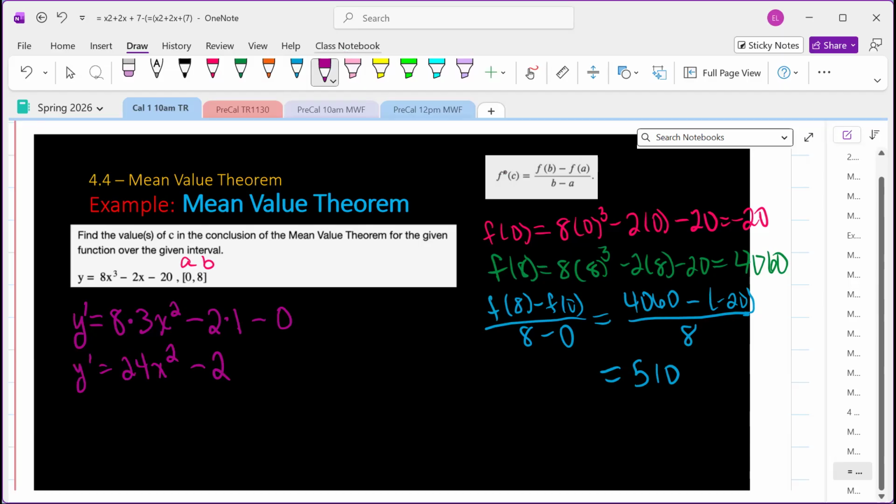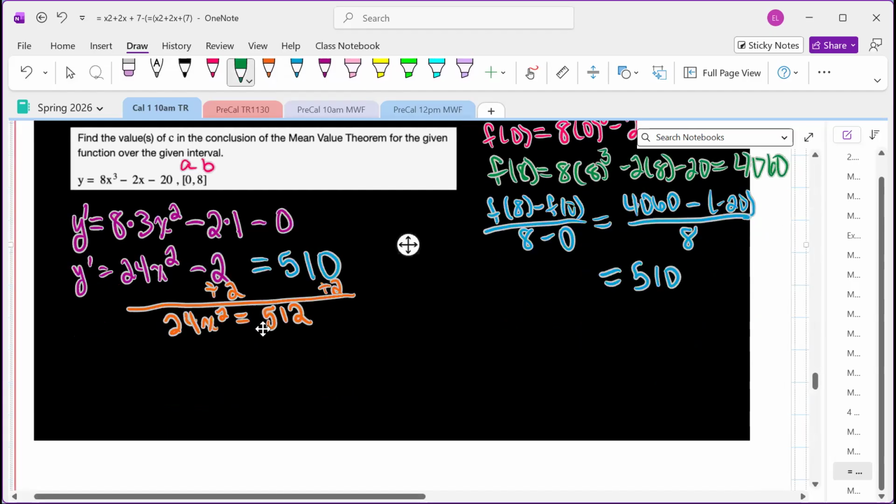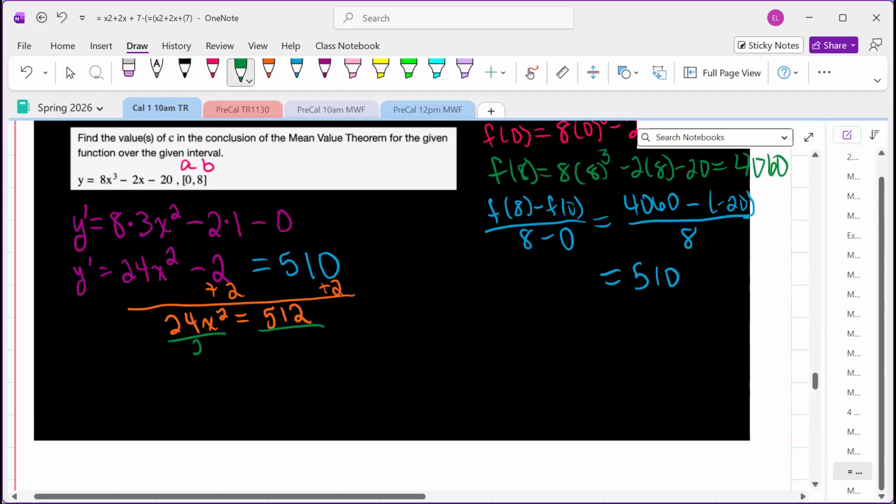I want to figure out what x values, or c values if I want to write it in terms of c, whatever. When does this derivative equal 510? So I'm going to set it equal to 510. And now we're going to solve this equation. So we add the 2 over. Get 512. Now we're going to divide by 24.